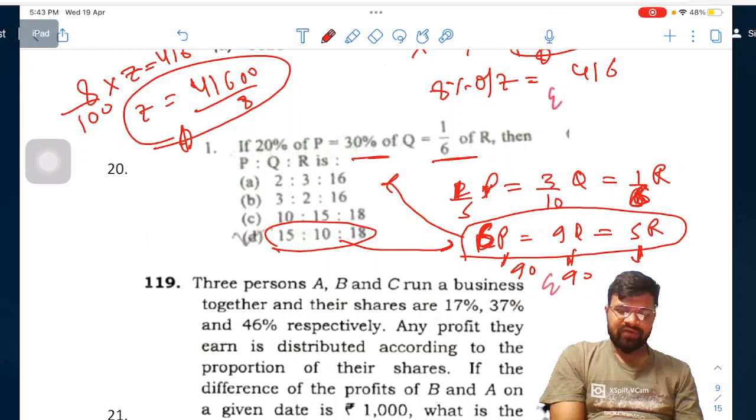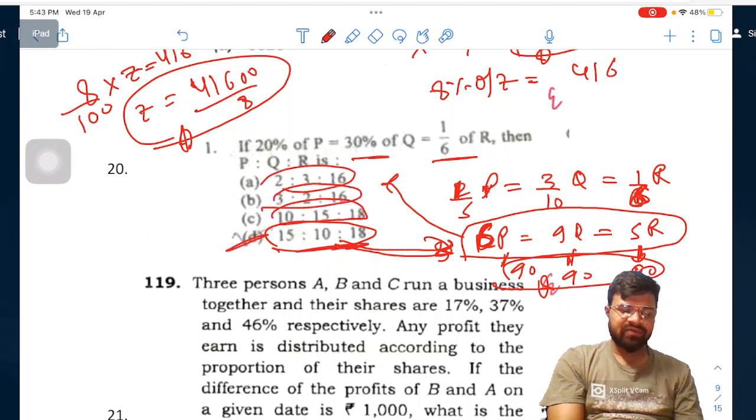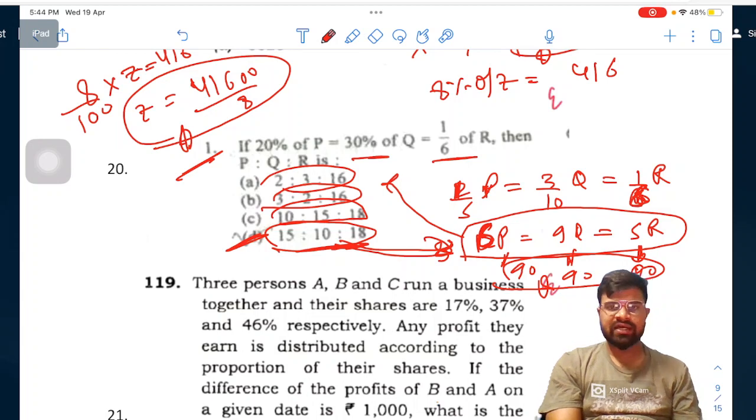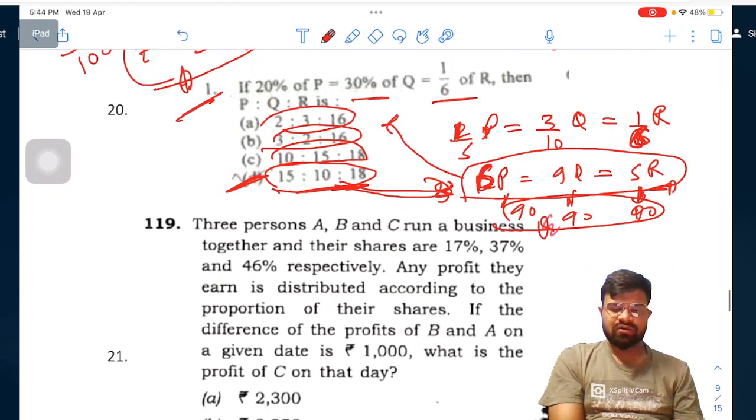And 5 into 18 is 90. So now you just have to put the values of P, Q and R based on the options. That will be the easy way to do this. So you get D as an answer. After finding this equation, you can put anything from the options.